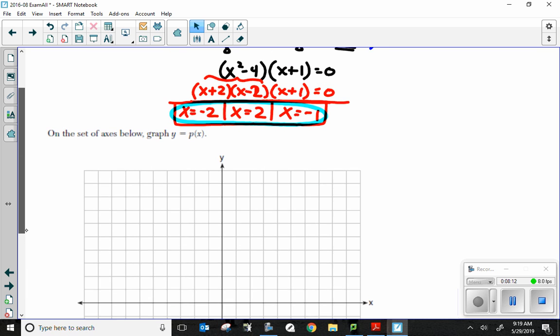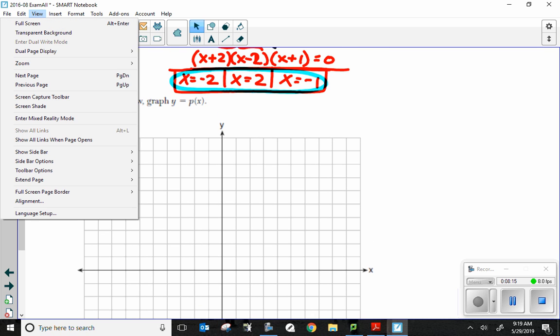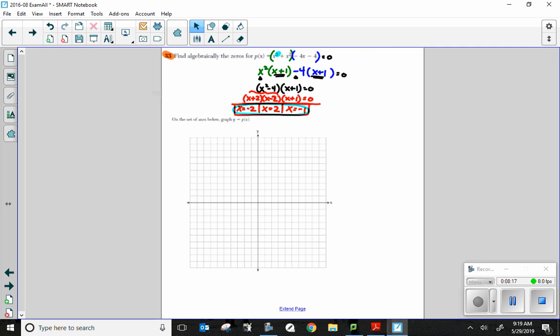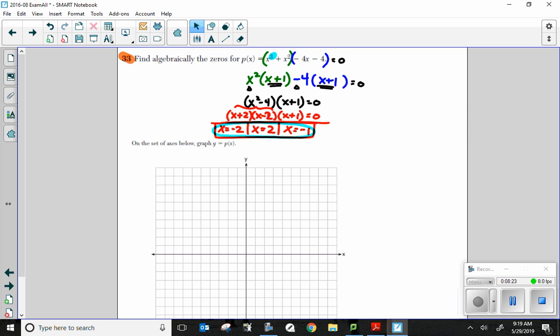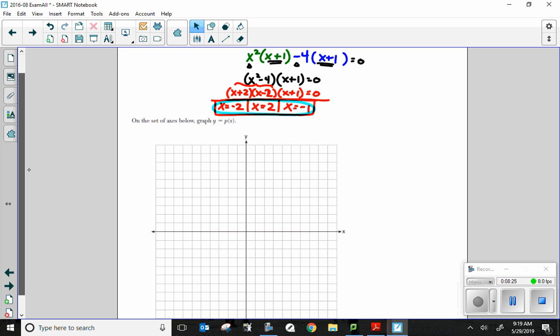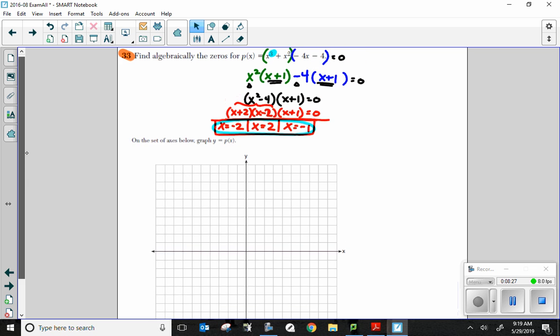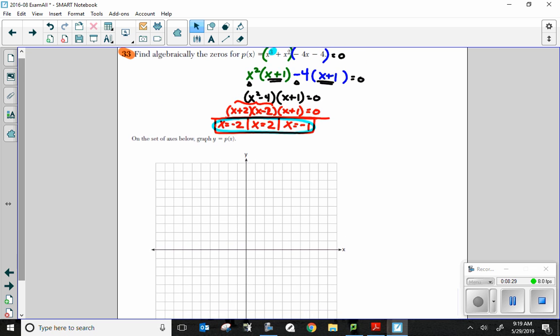Now, children. Oh, let me change the view here so we can see everything. View. Zoom. Let's go to 75%. That's too much. View. Zoom. A hundo. That'll work. All right. So I've got to graph this. On the set of axes, graph this.